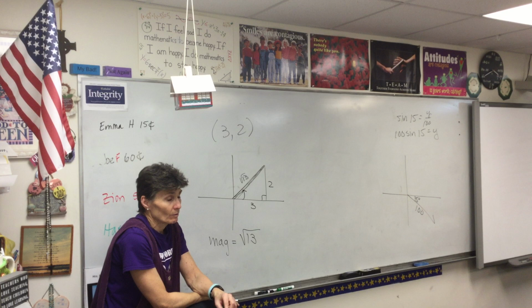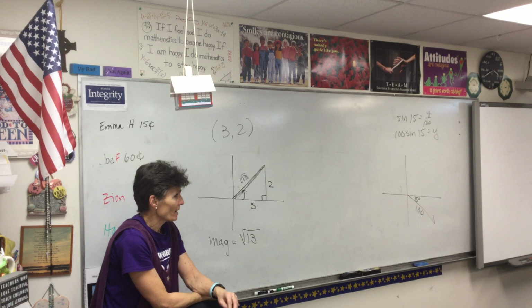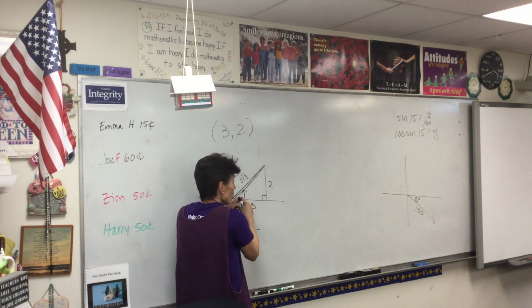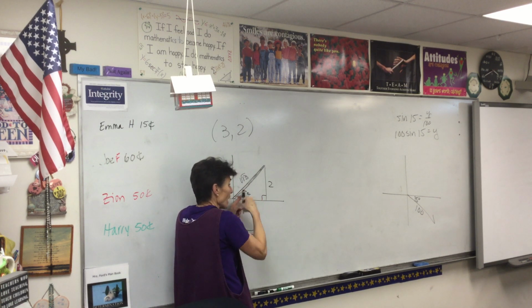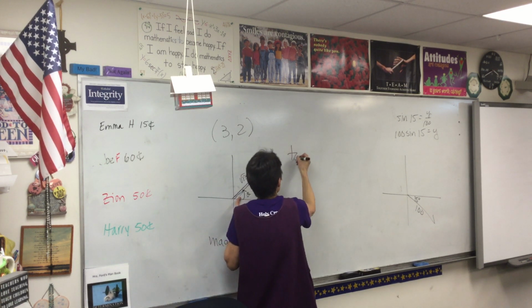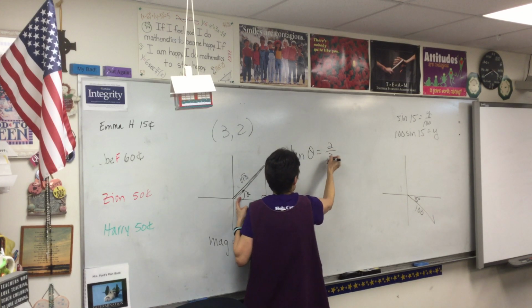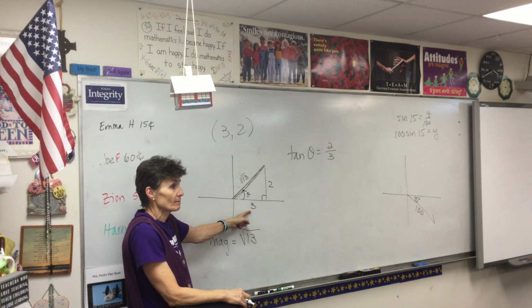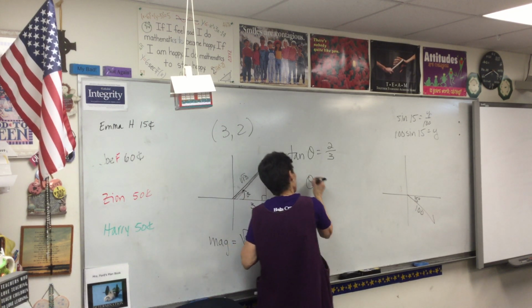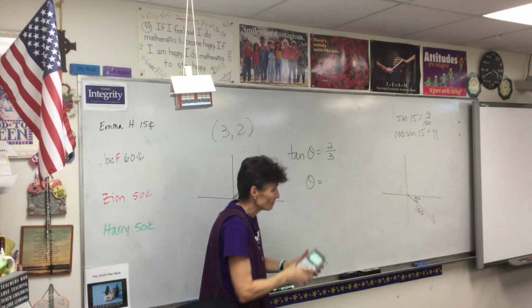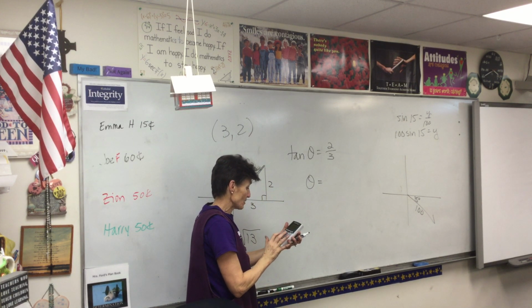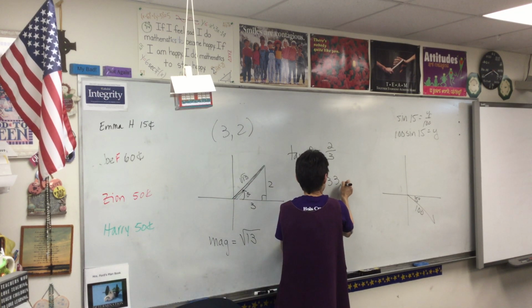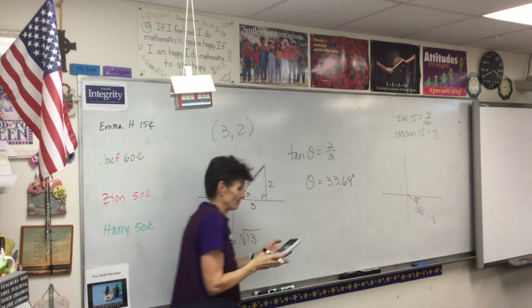I need an angle though. How do I find angles on my calculator? Do you remember? Second. So in other words, if I call this angle theta or x or something, I know that its tangent is 2/3. Would you agree with that? The tangent is opposite over adjacent. So what will I press on my calculator to get the angle? Second tangent 2/3. And that angle is 33.69 degrees.